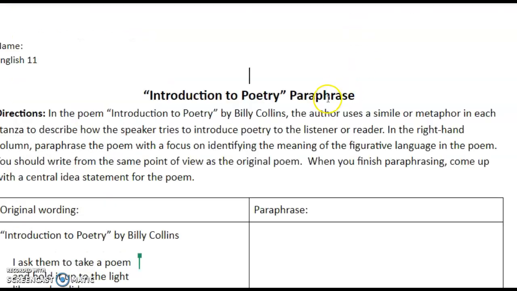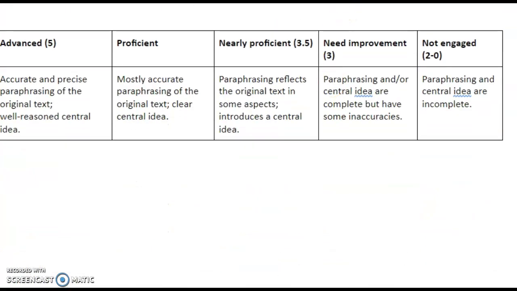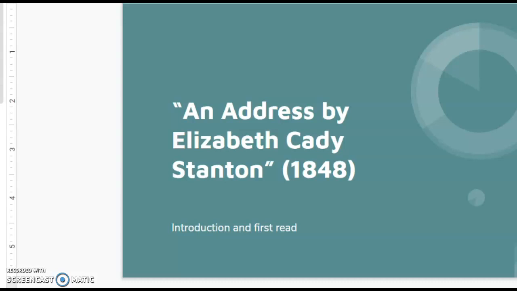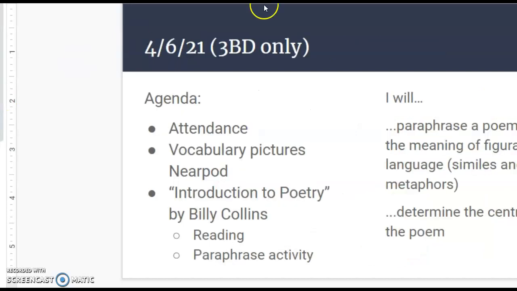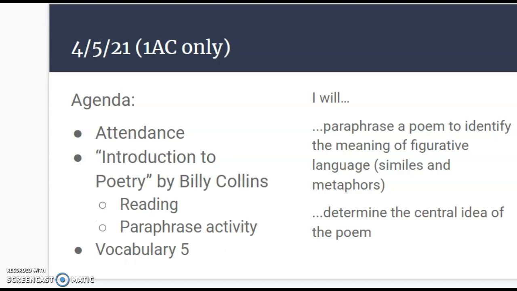And when you've completed that, you'll do the central idea statement at the bottom. There is a rubric here for the full 5 points. You just need an accurate and precise paraphrasing of the original text and a well-reasoned central idea. So it'll be a quick assessment for me. For 1AC, you are starting with that. And then you are moving on to Vocab 5.